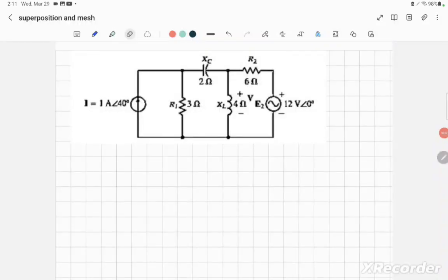Hi, in this video I'm going to explain how to solve a circuit with AC sources using two methods. The first method, mesh analysis. So let's start with mesh analysis.